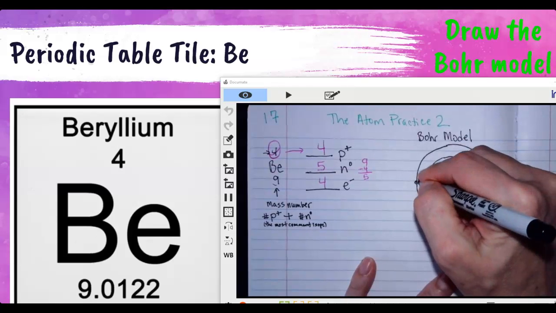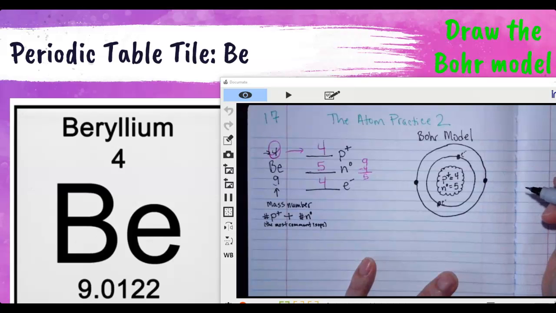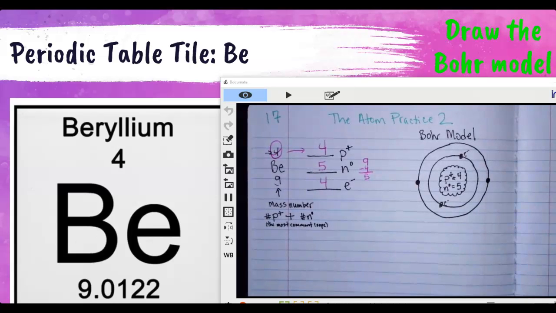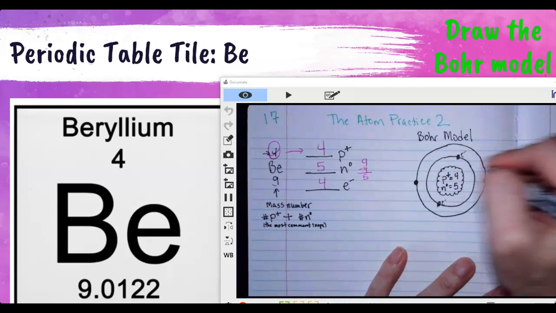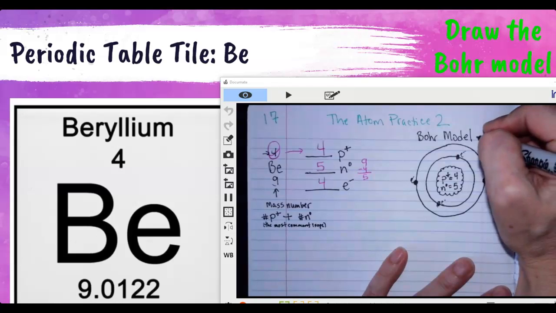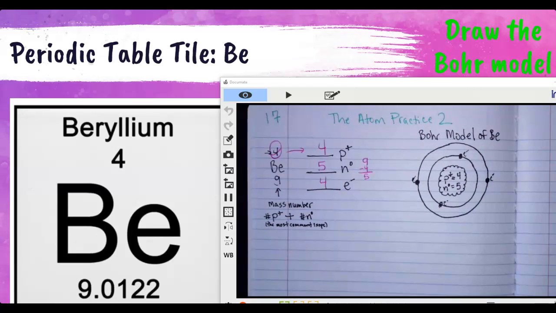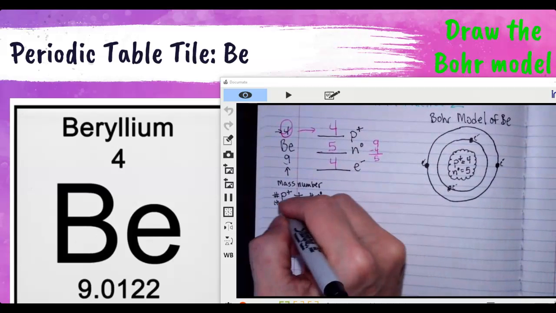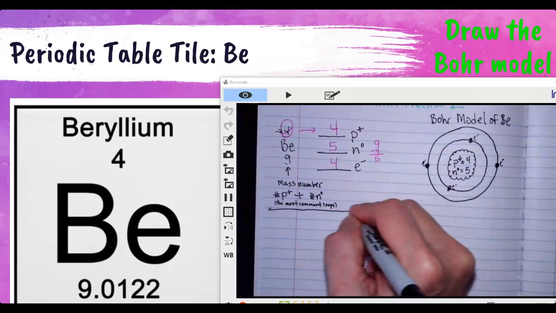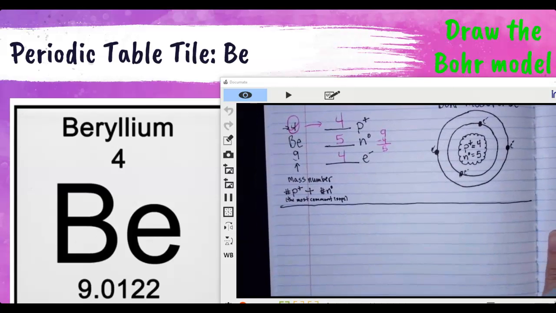Okay, I'm going to put a couple more, and these electrons like to be spread out as far as possible because negative charges repel each other, so they spread out. All right, so here's my other 2 electrons. Now I have a total of 4 electrons. And this is my Bohr model of beryllium. Okay, so that's our first problem done. Okay, and we'll be ready for our second one.